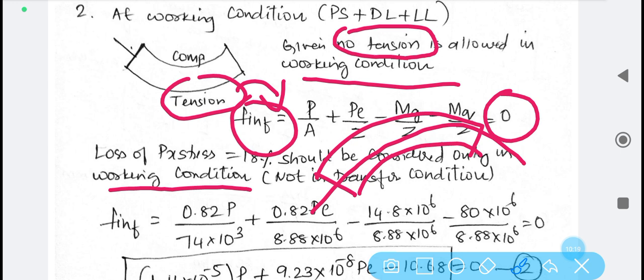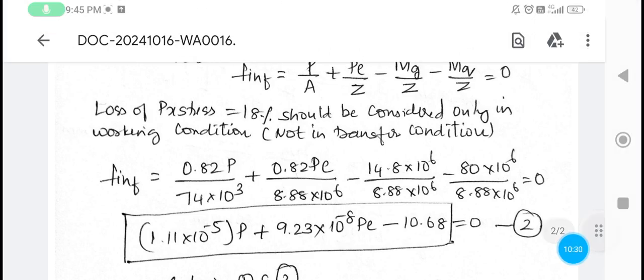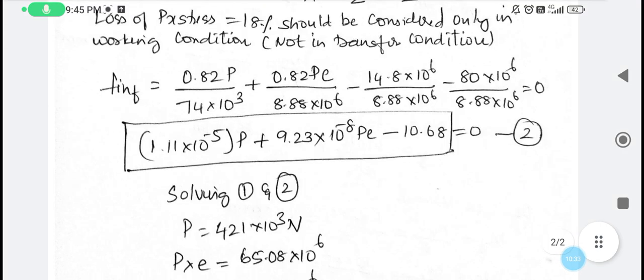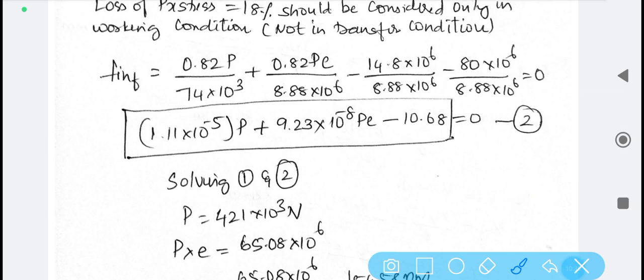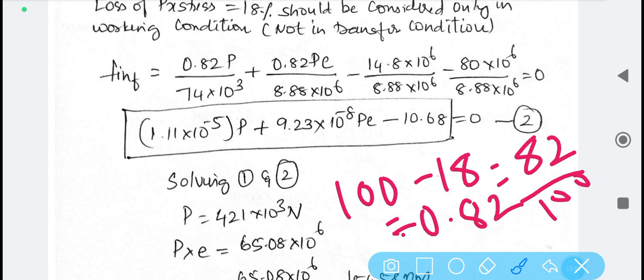The loss percentage given in the problem is 18%, I think. But out of 100% of the pre-stressing, if 18% is getting lost, what is the remaining amount? The remaining amount is calculated as 100 minus 18, which is nothing but 82. Most of the time we take it as the loss ratio divided by 100, and it is obtained as 0.82. Fine. So you have to multiply that only for the P.